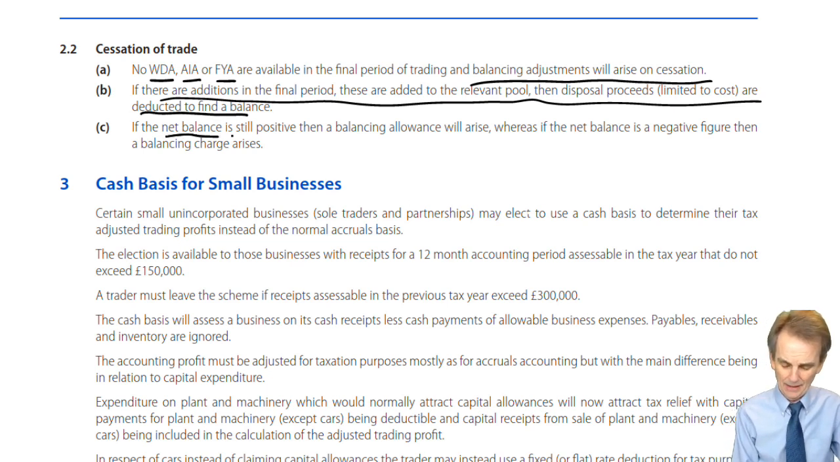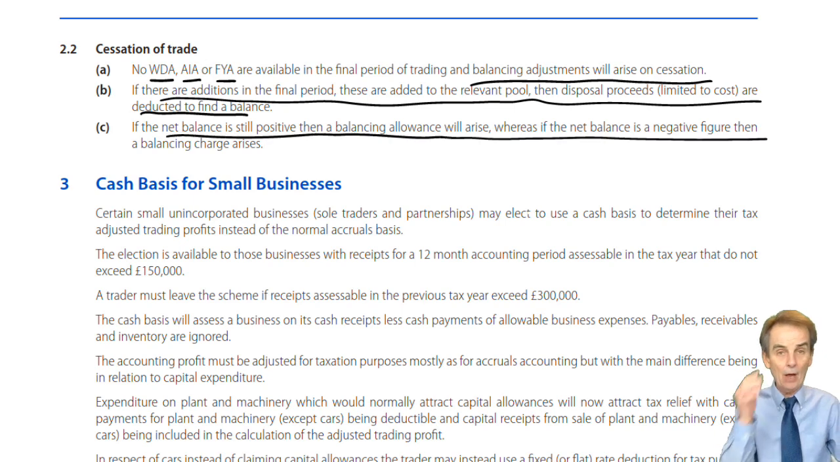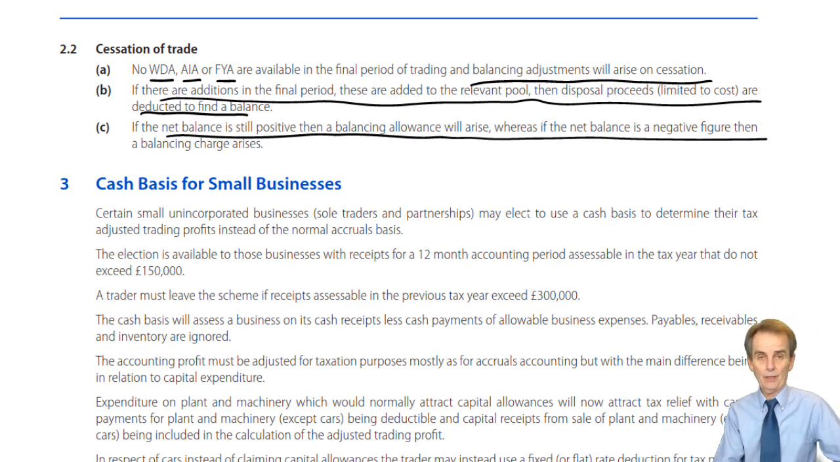As we've just said, if that balance is still positive, that's a balancing allowance, whereas if the net balance is a negative figure, i.e. the proceeds were bigger than the tax written down value, then that's a balancing charge. Balancing charge is again added to the profit. A balancing allowance, just a normal capital allowance.